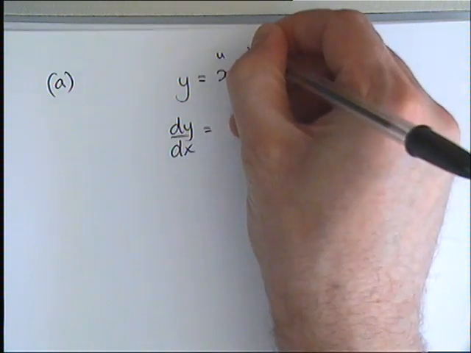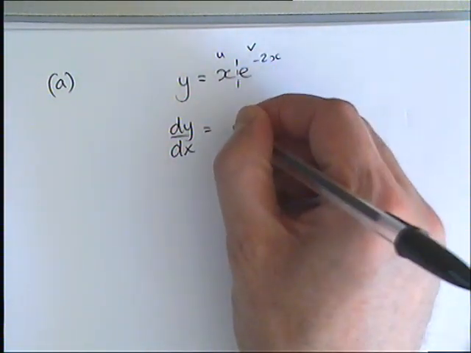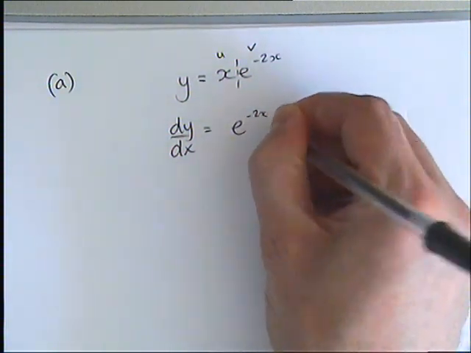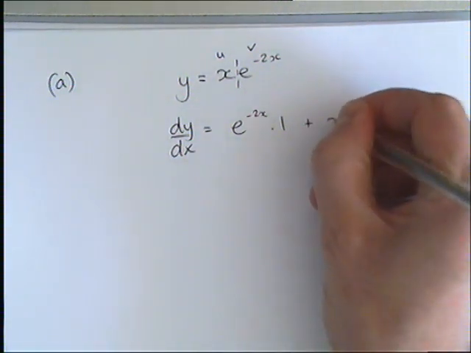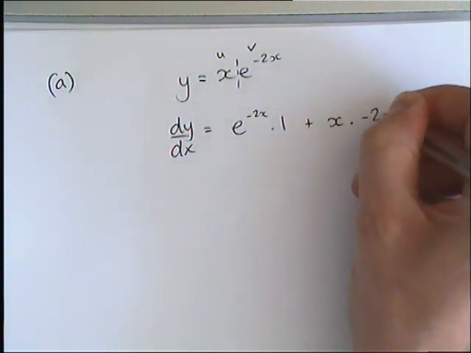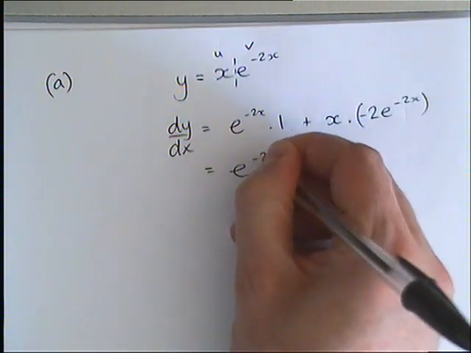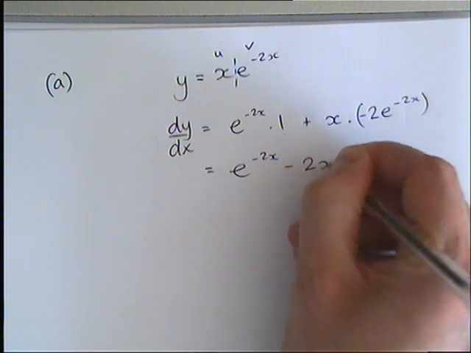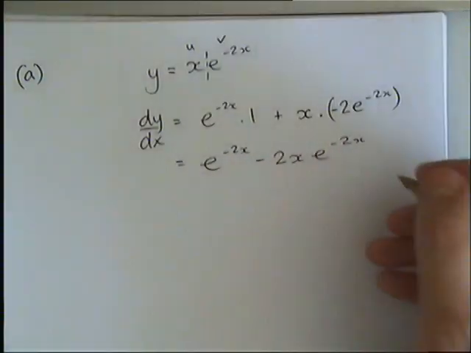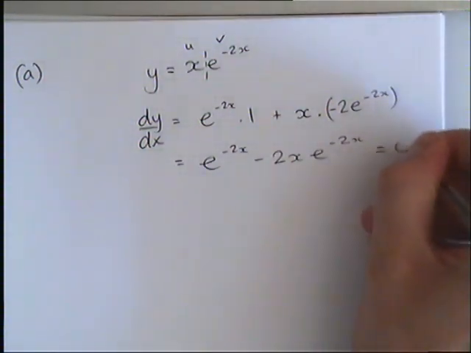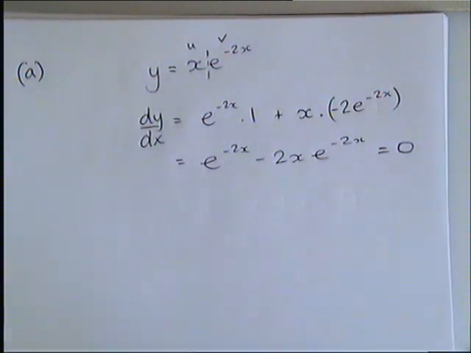Well, this is the product of two functions. So it is v times du by dx plus u times dv by dx. Just going to simplify that a little bit. And what we're going to do now is set that equal to 0. Remember, the turning point of a graph is the place where the derivative equals 0.